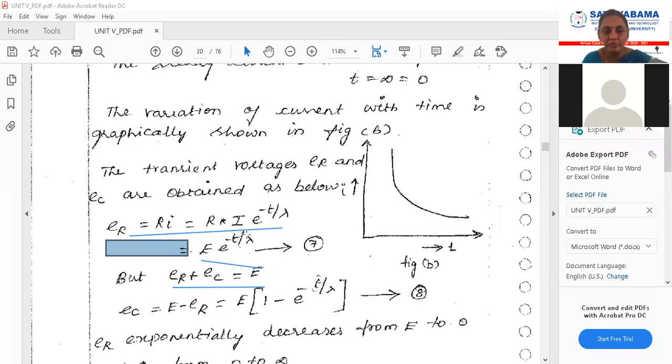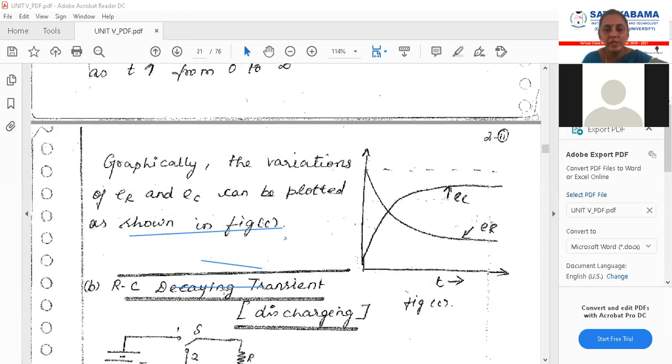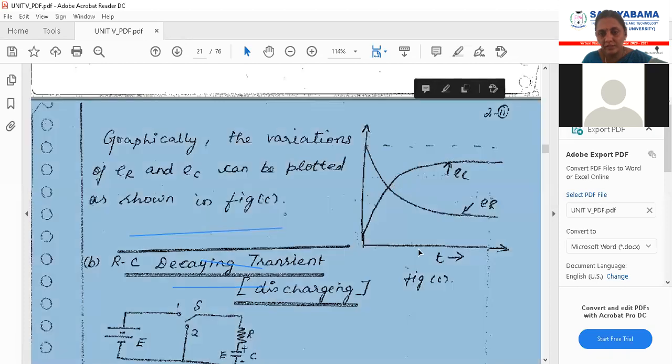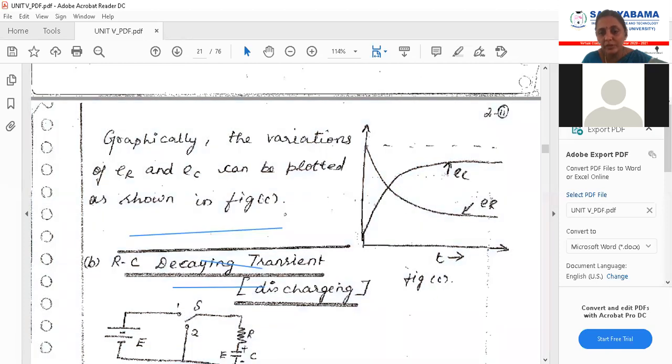Now moving forward, how does the graph come for ER and EC? So ER and EC, you check here. ER is moving down. This is the voltage of resistance and capacitance, and the x-axis is the time. You call this a time response graph.